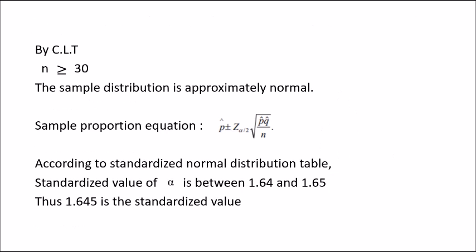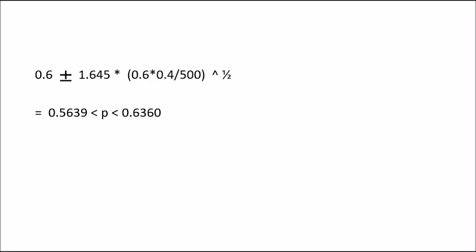By the central limit theorem, and since the sample size is larger than or equal to 30, the sample distribution is approximately normal. We can apply the sample proportion equation. According to the standardized normal distribution table, the standardized value of alpha is between 1.64 and 1.65. Thus, the standardized value is 1.645. We can substitute the numbers into the equation, and we get the final answer, which is 0.5639 is smaller than P is smaller than 0.6360. And this is the final answer of this question.